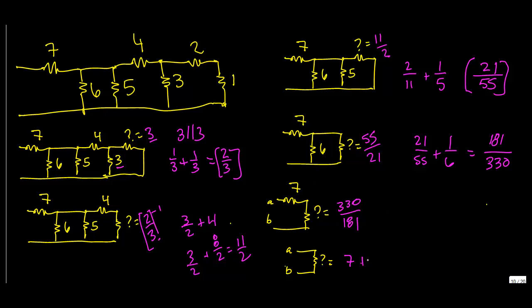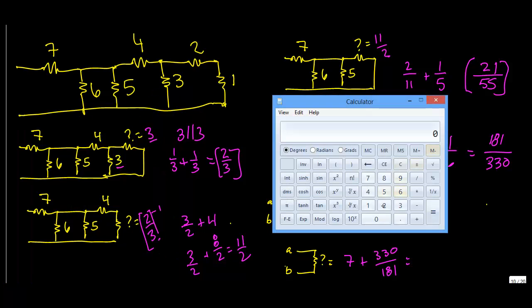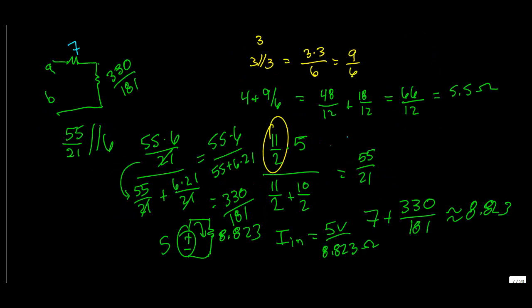And basically these are now in series, so you got 7 plus 330 over 181, which is equal to the same number that we got before. 330 divided by 181 is 1.823, plus 7, which is 8.823. So if we go back to our answer that we got prior to this, we did get 8.823. So as you can see, it's the same exact thing.